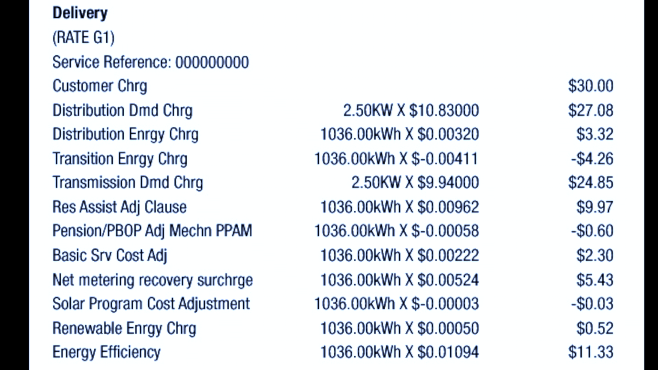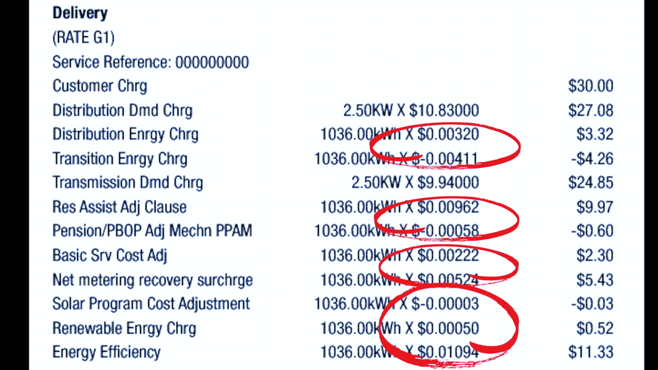It actually includes multiple rates per kilowatt hour and multiple rates per kilowatt. We don't need to know what all of these rates are for the moment, but the basic idea is that the utility company breaks out various components of what it costs to bring the electricity to you and charges you for them separately. If you look at all the kilowatt hour rates, which is for electricity, you'll see that each of them is multiplied by 1,036, which is the total kilowatt hours that were used that month. There are various charges here, including some negative rates, which are basically credits or adjustments for various public programs.